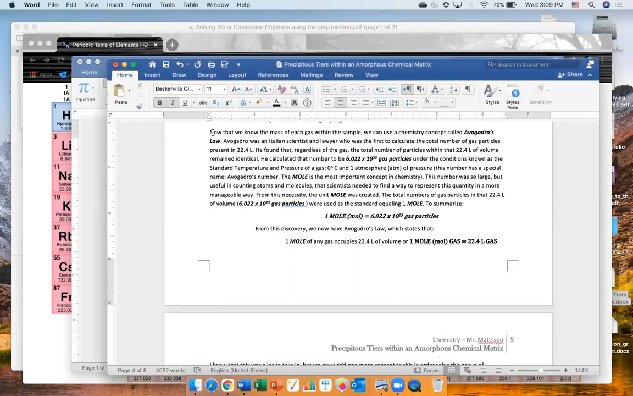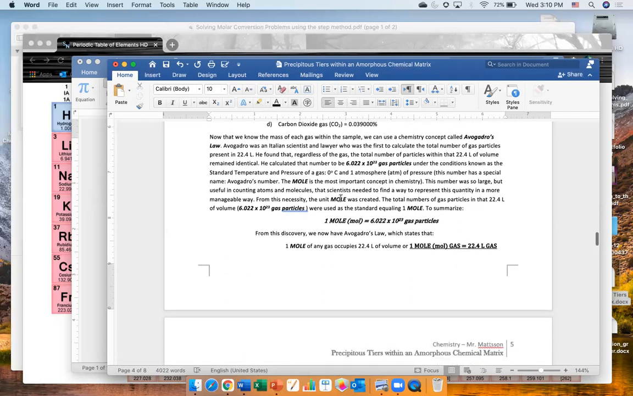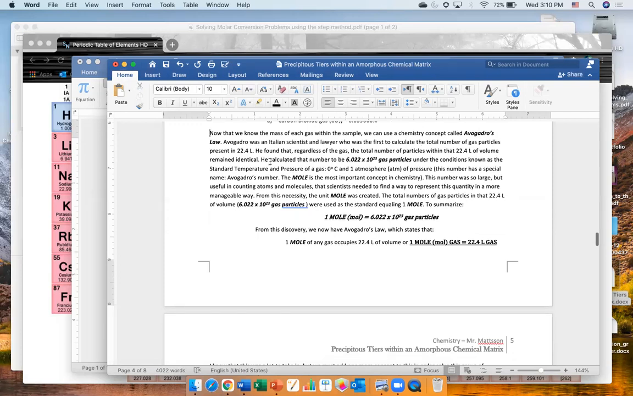So let's start right here after question 3. What I've done here is summarize again the notes that I went over last class, so let me read through these. It seems like as good a place to start as any is to review exactly what a mole is and who this Avogadro is. Now that we know the mass of each gas within the sample, right here in question 3, within our unpolluted air sample, we can use the chemistry concept called Avogadro's law.